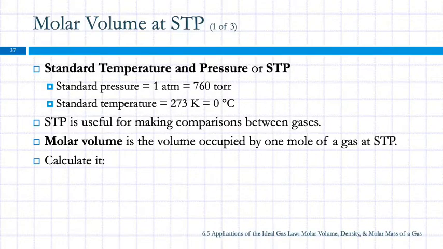Molar volume at STP. So scientists use STP as an abbreviation for standard temperature and pressure. So when we say STP, very concisely, we mean this particular pressure and this particular temperature. Standard pressure is 1 atmosphere, or 760 torr. Standard temperature, 273 Kelvin, or 0 degrees Celsius. It should be 273.15, but close enough.